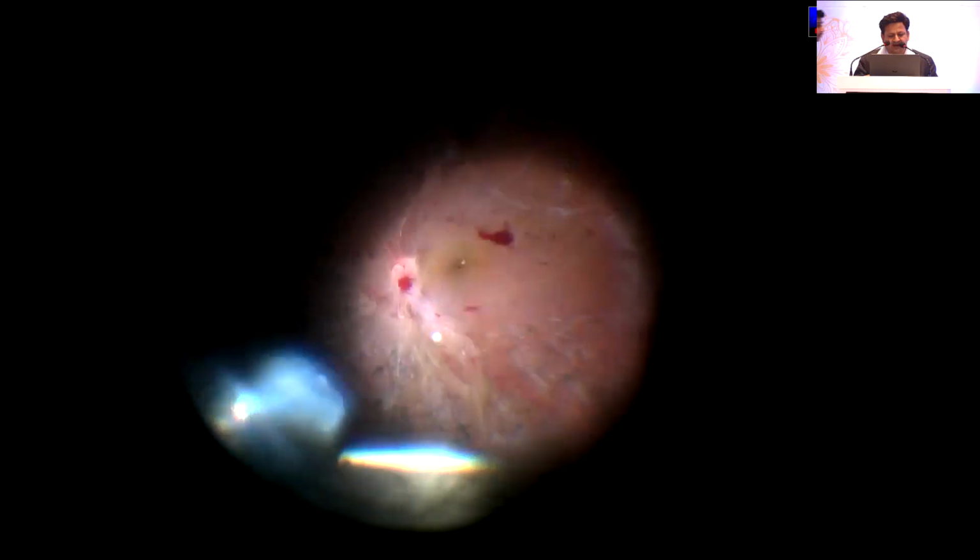I created a plane of dissection. I have removed most of the membranes. This is again a PDR with combined retinal detachment. And once I have removed the membranes, I completed my vitrectomy. I think I've done a very good job, but what remains is this peripheral blood which is still hanging in there. So it is not the thing that is to be ignored.